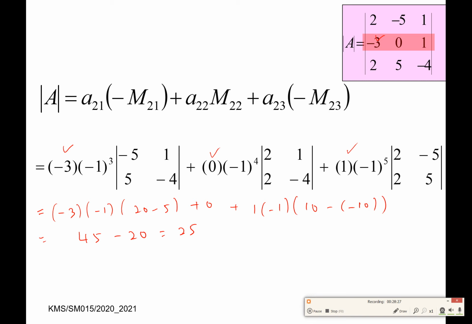So this is the answer for example 5 using the cofactor. You must show the cofactor, the plus minus of this. We must have the A, and we must have negative 1 to the power of i plus j, and of course the minor. This is what we call a cofactor. You must use and show it. Okay, we try to highlight.